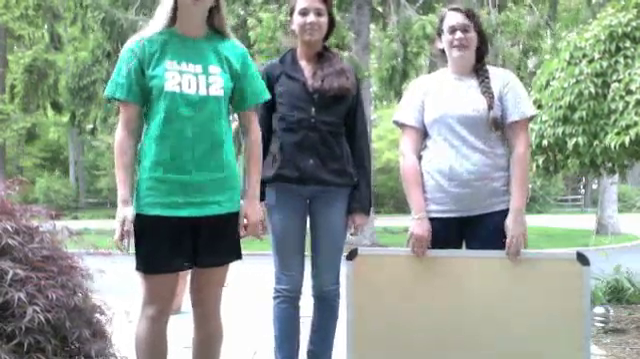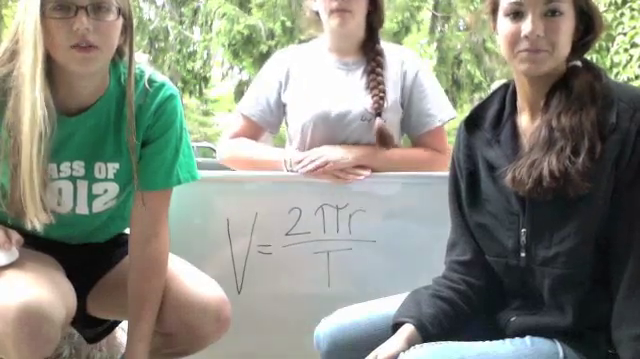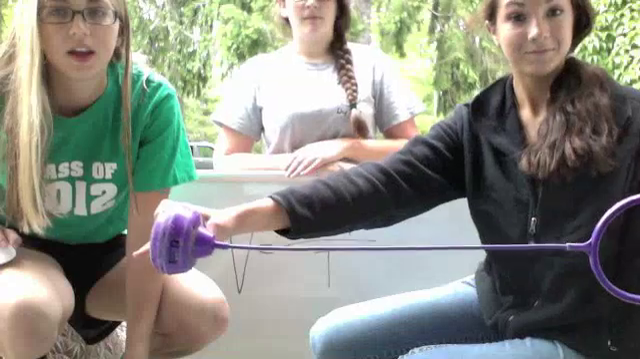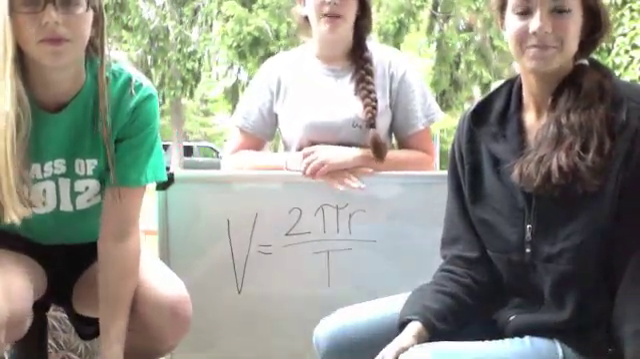Now we're going to do an experiment to show you how circular motion works. In this experiment, we're going to show you how to find the velocity, centripetal acceleration, and centripetal force. In order to find velocity, you need to find the radius of the object and the period. The period is the amount of time it takes for the object to make one complete cycle.